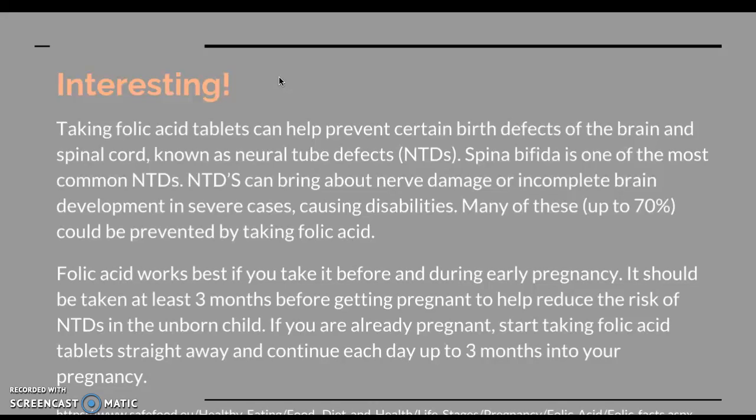Many of these problems can be prevented by taking folic acid. When I was first pregnant with our first child, I was told, start taking these prenatal vitamins, make sure they have folic acid in them, because that is the one thing that you as a mother can do to prevent this from happening to your child. Folic acid works best if you take it before and during your pregnancy. It should be taken at least 3 months beforehand, so if you think you're going or wanting to get pregnant soon, start taking these prenatal vitamins before you actually get pregnant. But if you're already pregnant, just start taking them when you find out, and then continue that process.